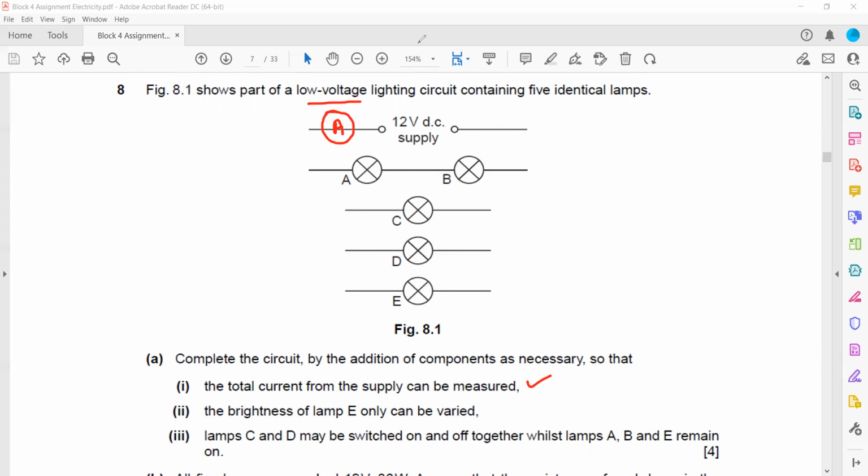If we want to change the brightness of the lamp, we connect a variable resistor, because its resistance can change, so the voltage can change, and due to the change in voltage, the brightness will change. Lamp C and D may be switched on and off, meaning lamps C and D should have a common switch. How to make a common switch? We join them by a wire and then connect a switch. So this is a common switch for lamps C and D. Now we just have to complete the circuit.